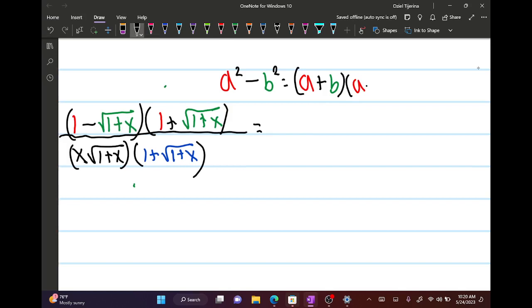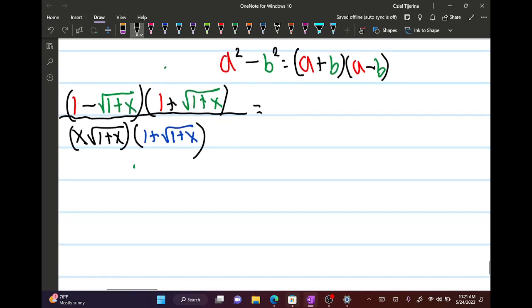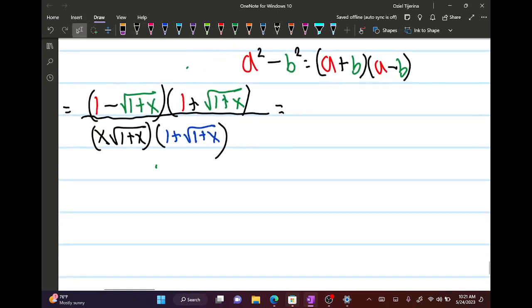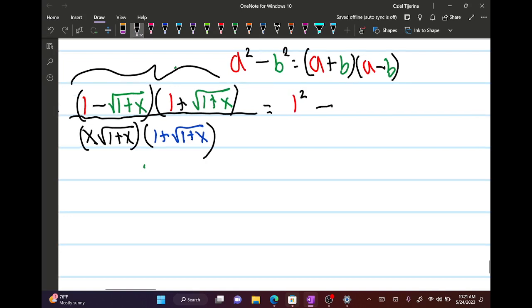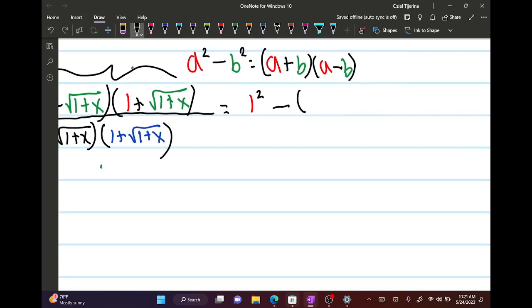So if you don't remember that part, or if you don't remember that formula, it's very important to know for calculus. So we're just going to do, obviously this is a sum and difference pattern, so it's just going to be 1 squared minus the quantity square root of 1 plus x quantity squared.